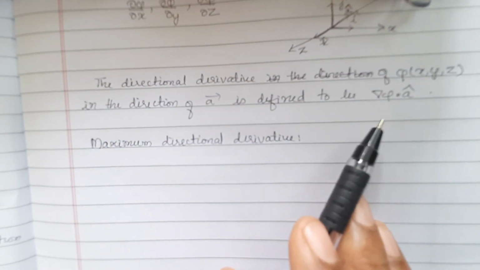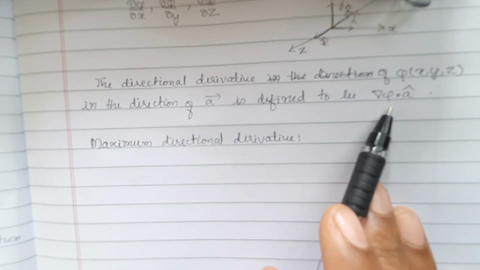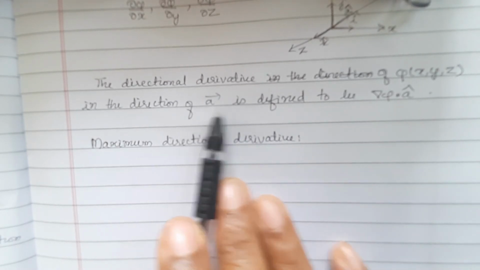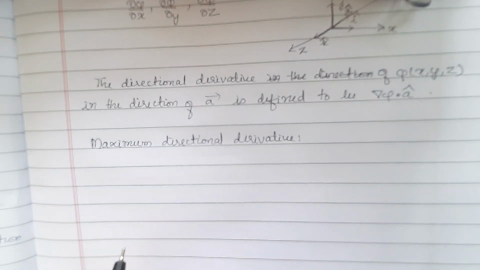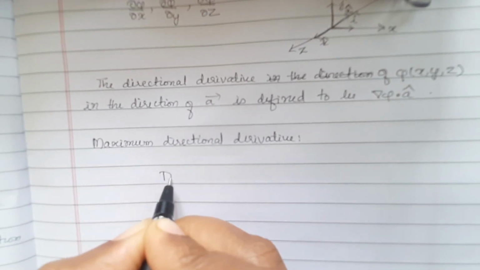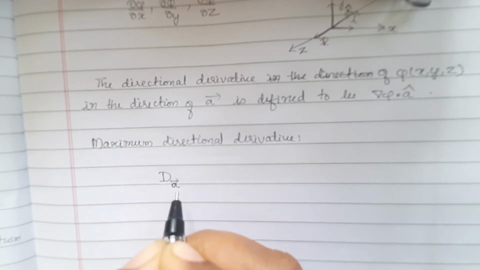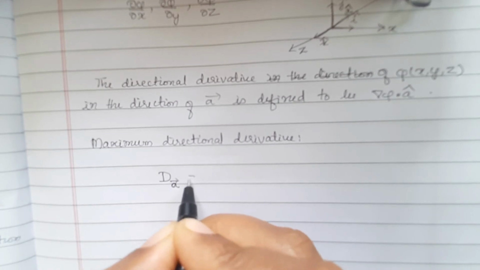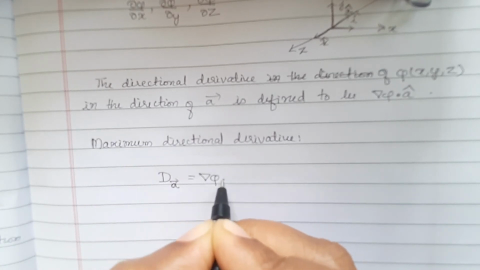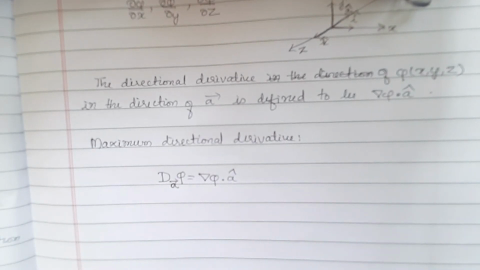As was said, once I am given a function phi of x, y, z, I can find the directional derivative in the direction of any vector A, and that is given by del phi dot A cap. So if this is the directional derivative, I will write this as directional derivative capital D in the direction of the vector A is equal to del phi dot A cap. Directional derivative of phi in the direction of vector A is equal to del phi dot A cap.